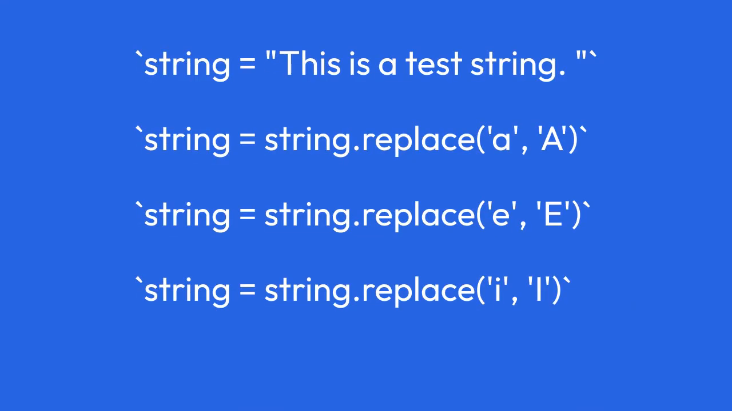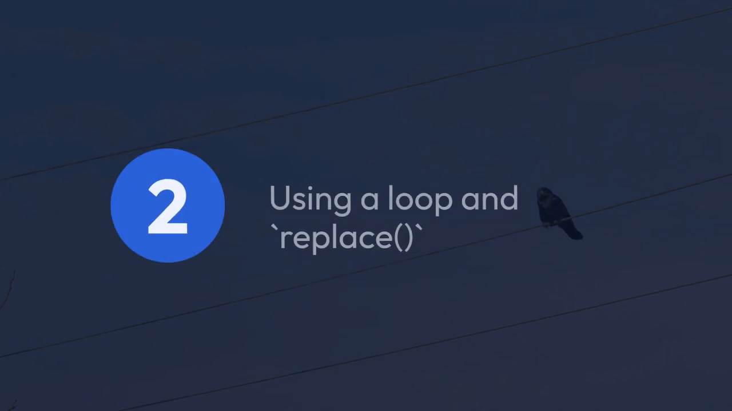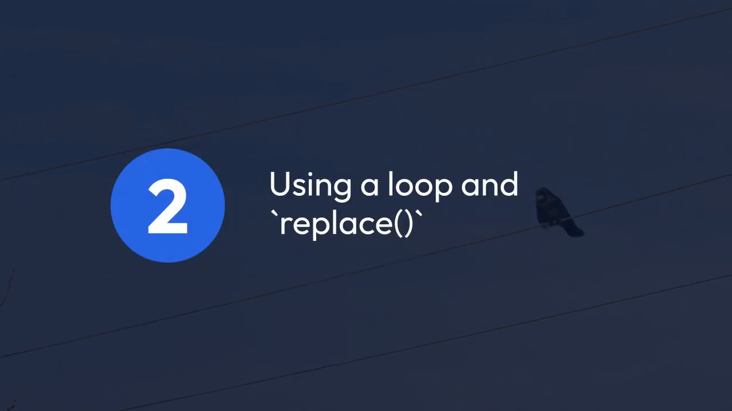string = "this is a test string". string = string.replace("a", "@"). string = string.replace("e", "3"). string = string.replace("i", "1"). This produces the output "th1s 1s @ t3st str1ng". While straightforward, this method becomes cumbersome when dealing with many replacements.